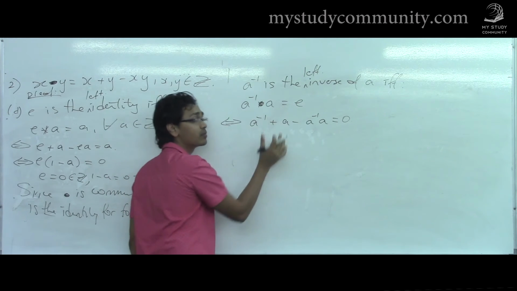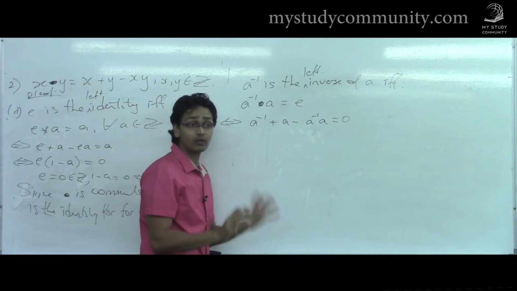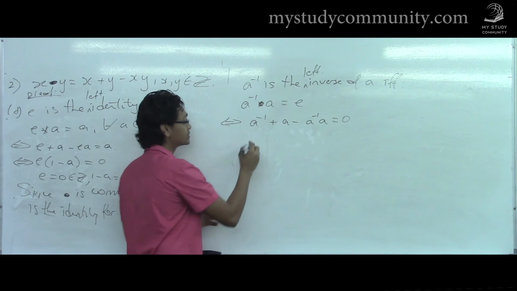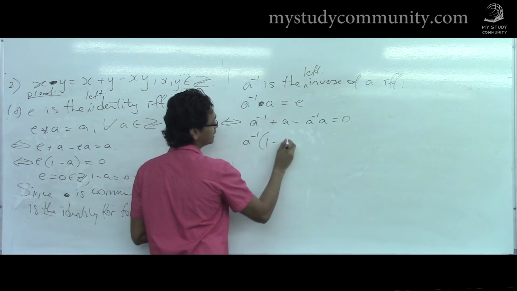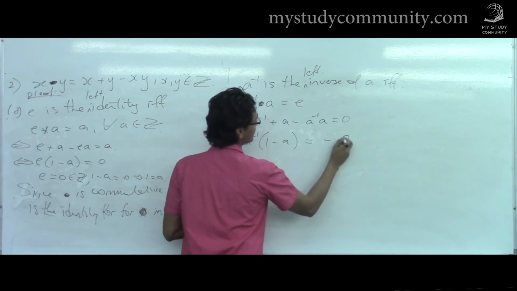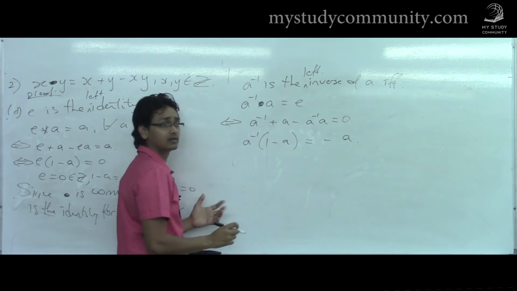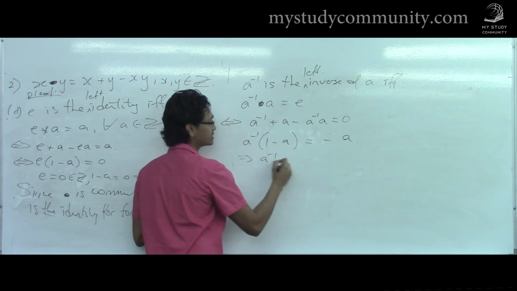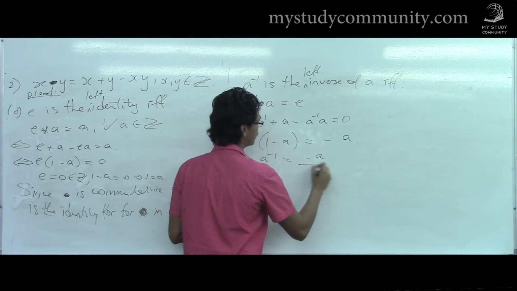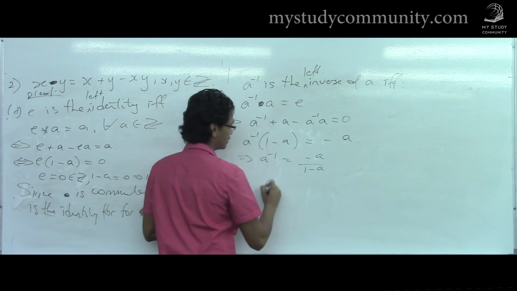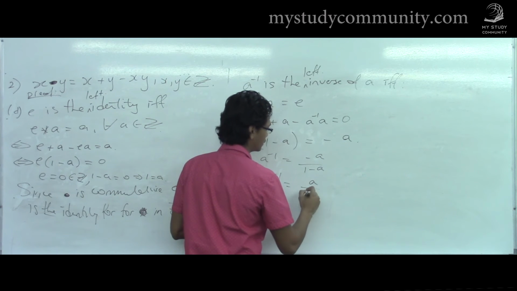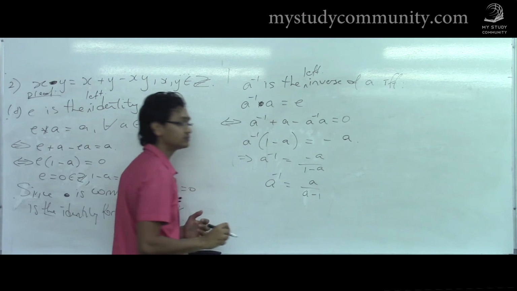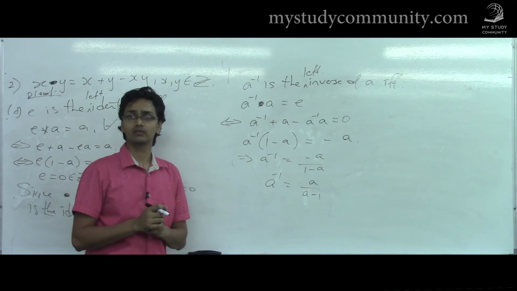So we want to solve for A inverse. Remember what we want, please don't forget what we want. We want A inverse. So A inverse times (1 - A) equals negative A, which implies that A inverse is negative A over 1 minus A, which is A over A minus 1. Yes?